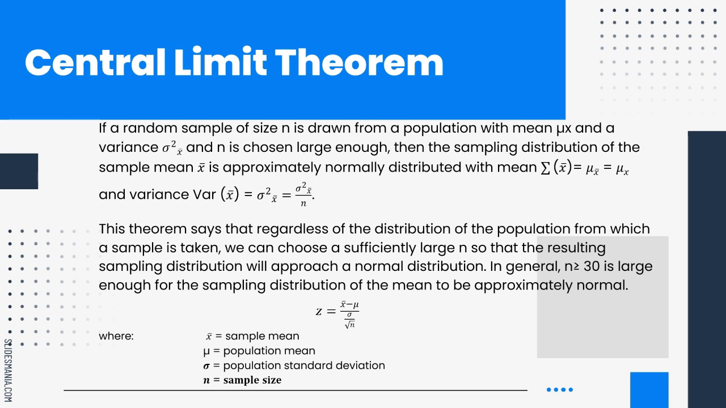We will now have a formula of z, that is z is equal to x bar minus mu divided by sigma divided by the square root of n, where x bar is the sample mean, mu is the population mean, sigma is the population standard deviation, and n is the sample size.